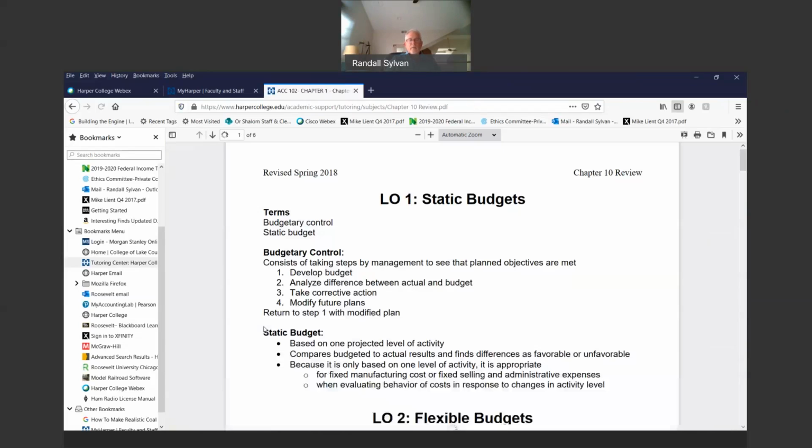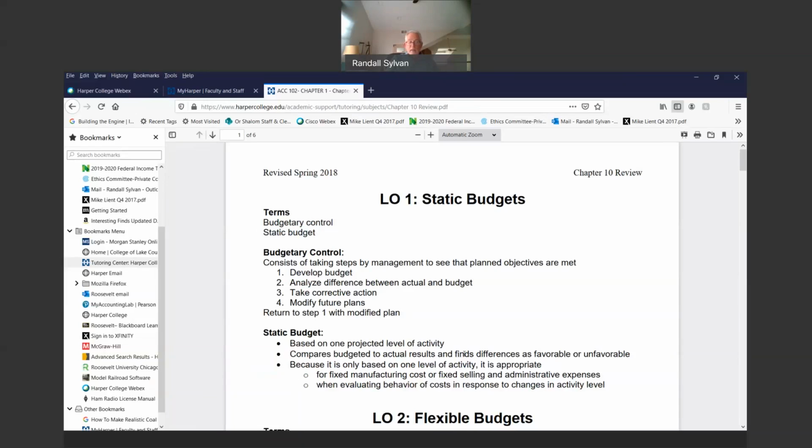Here's chapter 10, the review. This talks about static budgets. And what are static budgets? They're really based on just one level of activity. So it may be one level of sales and then working the expenses down below that. And it compares the budgeted to actual, which you'll see down here. It compares the budgeted to actual results and takes a look at whether those results are favorable or unfavorable.